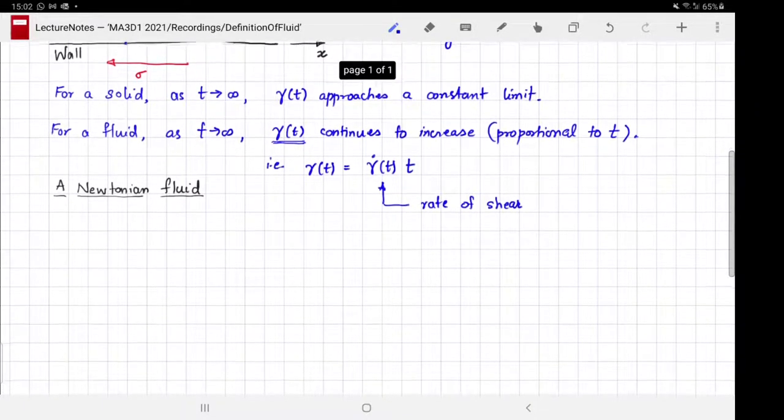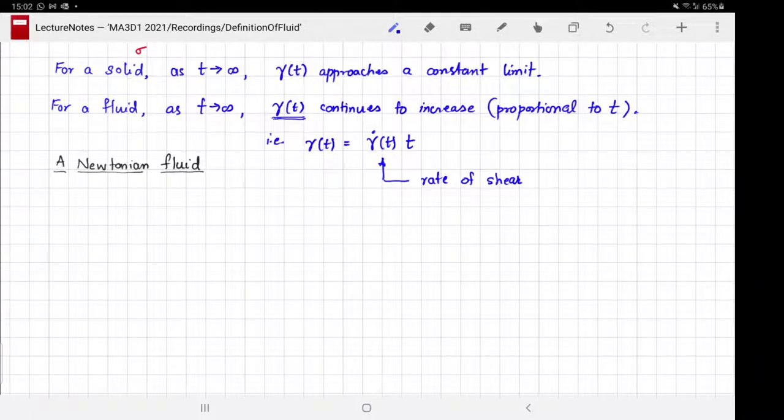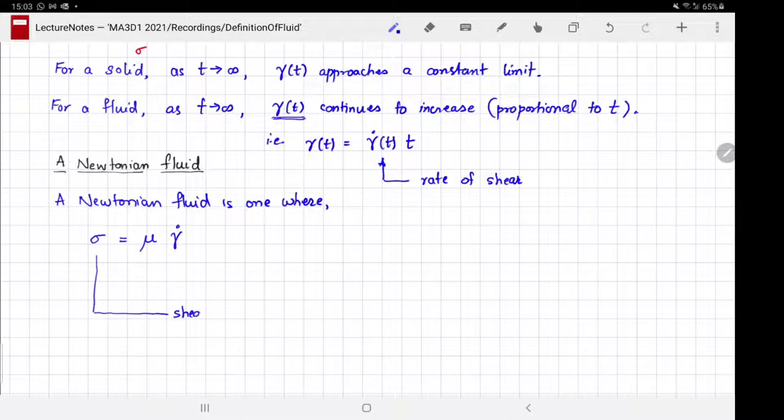Now, before we close this topic, I want to introduce something called a Newtonian fluid, which comes from this Newtonian sketch that I drew. A Newtonian fluid is one where sigma is equal to mu times gamma dot. So this is the shear stress, this is the shear rate or rate of shear. They are proportional to each other everywhere in the fluid, with the proportionality constant being the coefficient of dynamic viscosity.